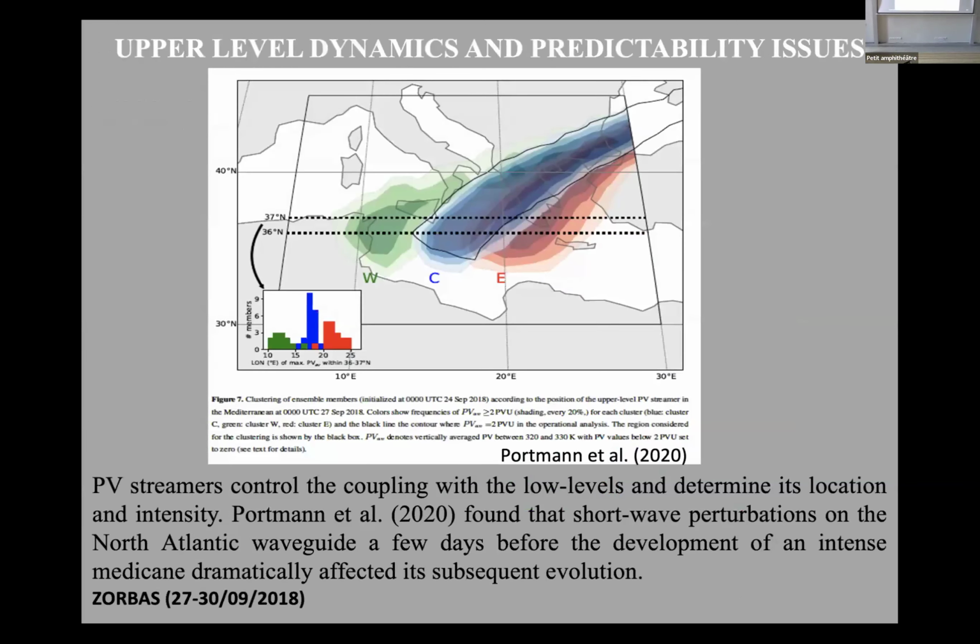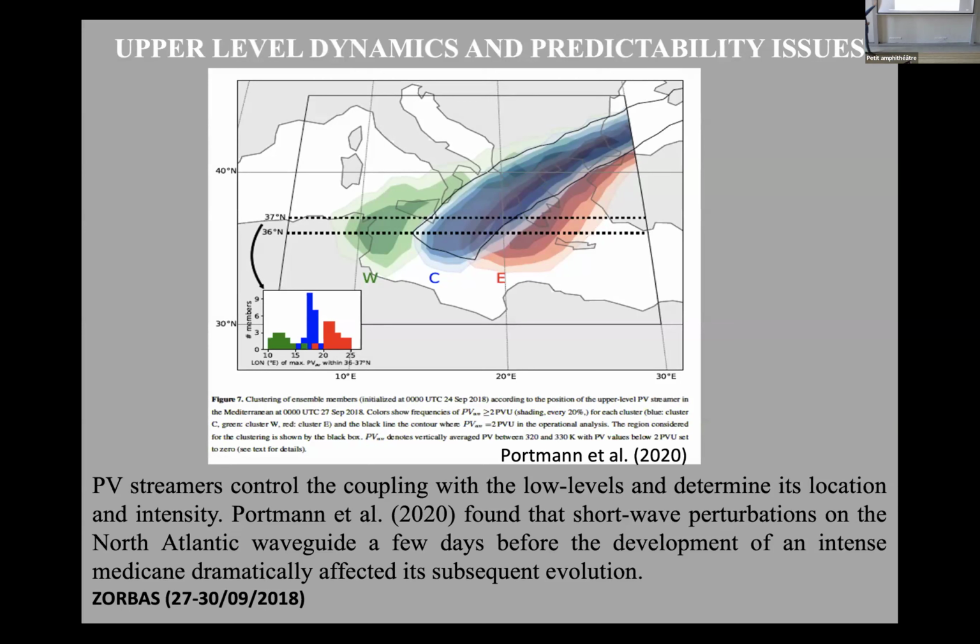But the importance of the upper level features is also addressed in terms of predictability issues. You already see this paper mentioned several times, but I think it's very crucial to understand how important upper level dynamics are for the development and for the predictability of this case. Again, there was an ensemble of different simulations for Zorbas, and only the simulations where the PV streamer was located at the right position, so in the central cluster, were able to reproduce an evolution consistent with what was observed at the end.